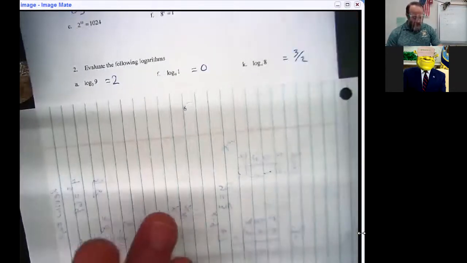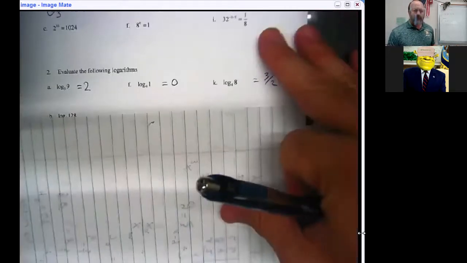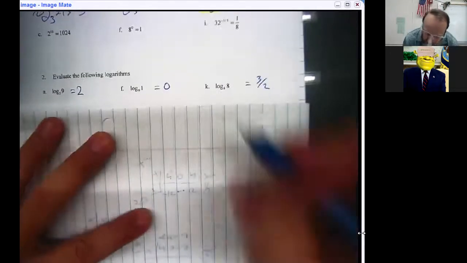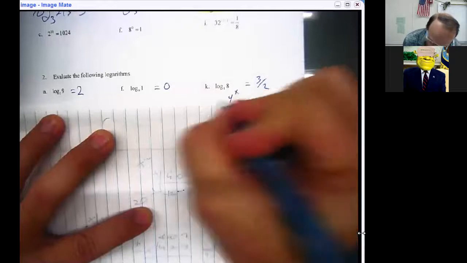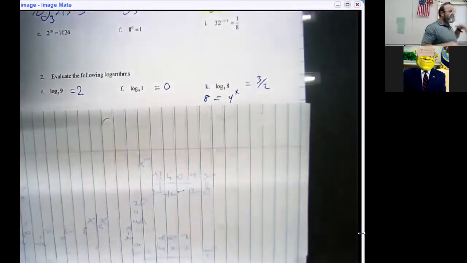Now, let's just say for the sake of argument that you get into a problem like this and you're like, I'm screwed. I don't know what to do. This is what I do. I call the answer x. So if I rewrote it, would you guys buy that 4 to the x is 8? Are you guys okay if I say it that way? 4 to some power, I got to figure out what that is, right?